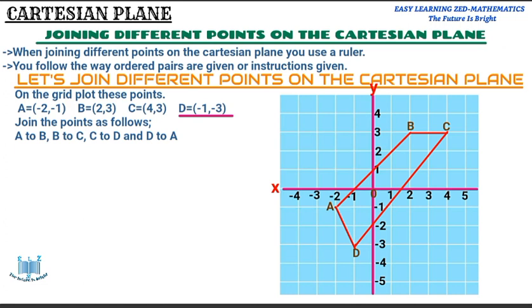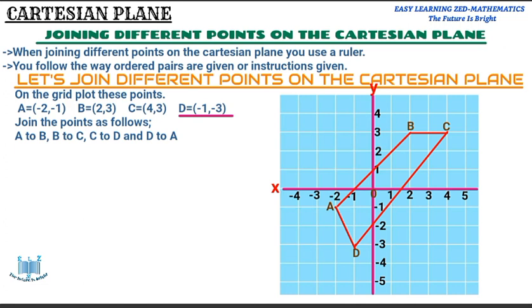You need to use a ruler, and as you can see, we have come up with a shape. I'm sure it is a rectangle, the way I'm seeing it. So basically, this is how you join points on the Cartesian plane. After plotting them, you get a ruler and you just join the points. Even if I didn't follow the instructions, if you just joined them like that, it would still come up as a rectangle.